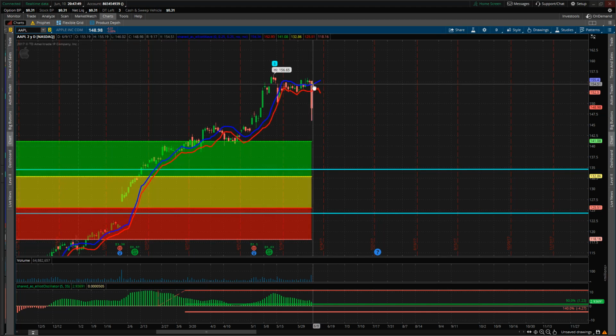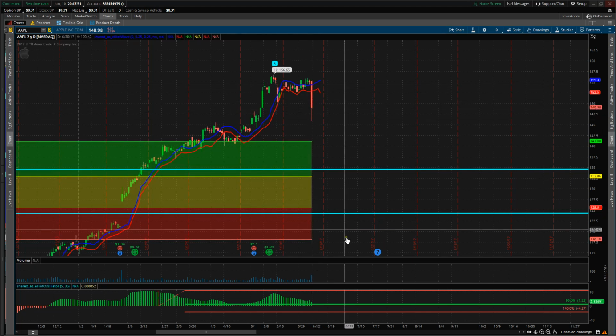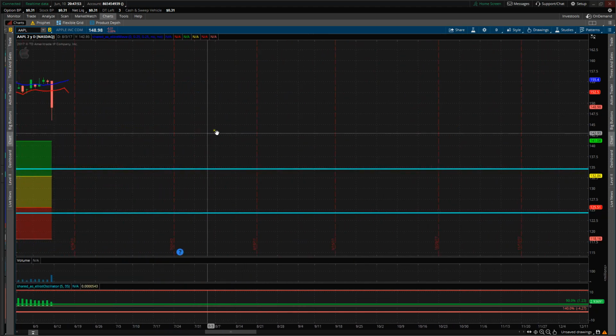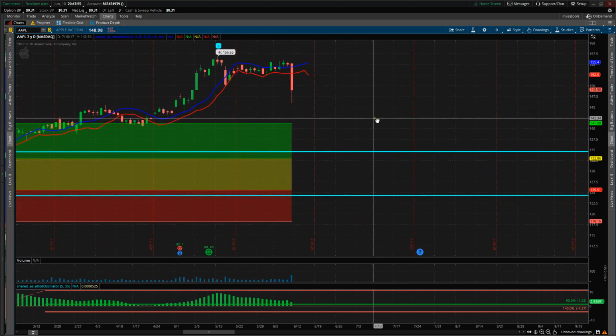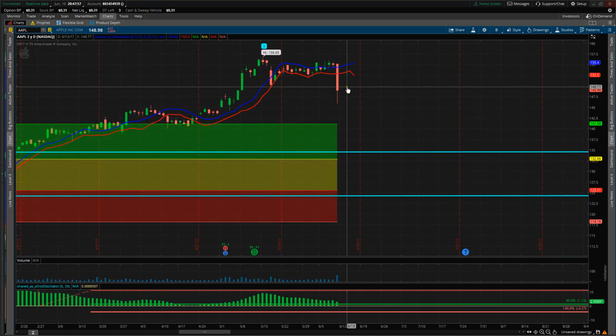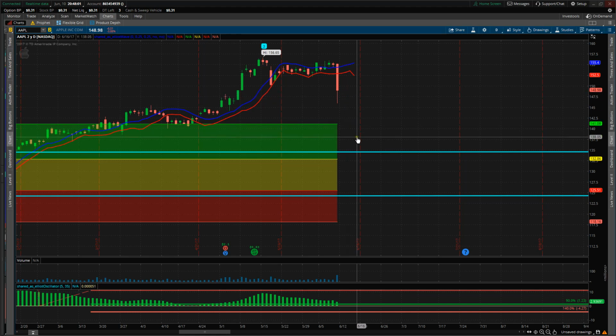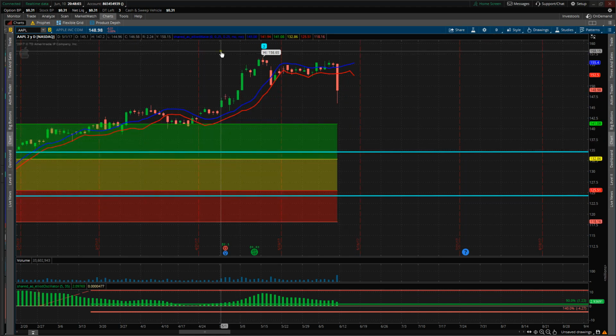Big candle on Friday with a big sell-off. I think it lost something like 3% on Friday. So what we have to do now is be patient and wait to see if the momentum continues and the sell-off continues. Find some sort of support. Then we'll be good for a long on Apple.